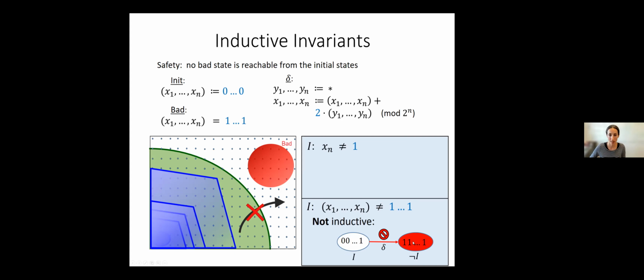For example, we can say that the least significant bit is not 1, and this is an inductive invariant. If we take this, we can see that it includes the initial state. We can see that it is disjoint from the bad state, and this is preserved by every step, because if the least significant bit is 0 and we add some even number, we remain with an even number. Okay, so this is an inductive invariant.